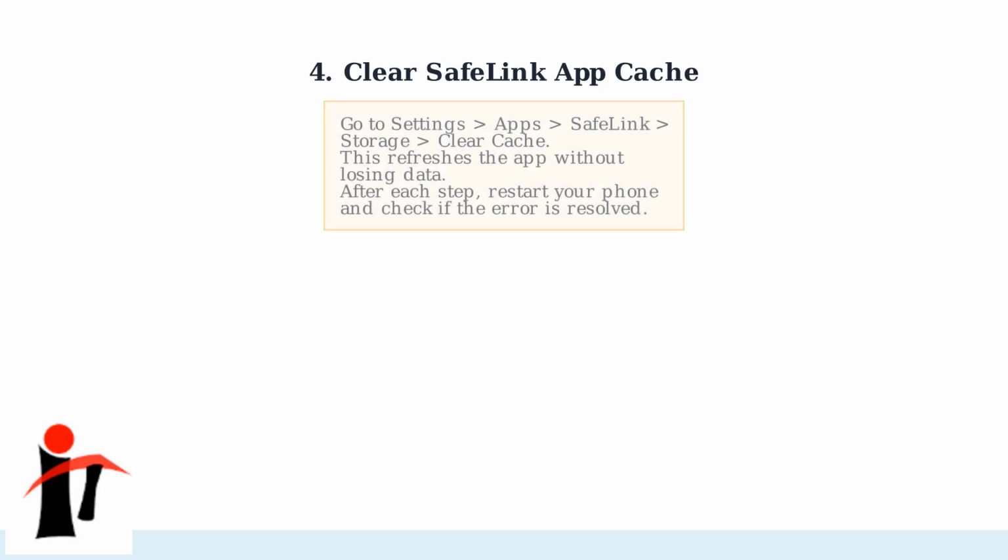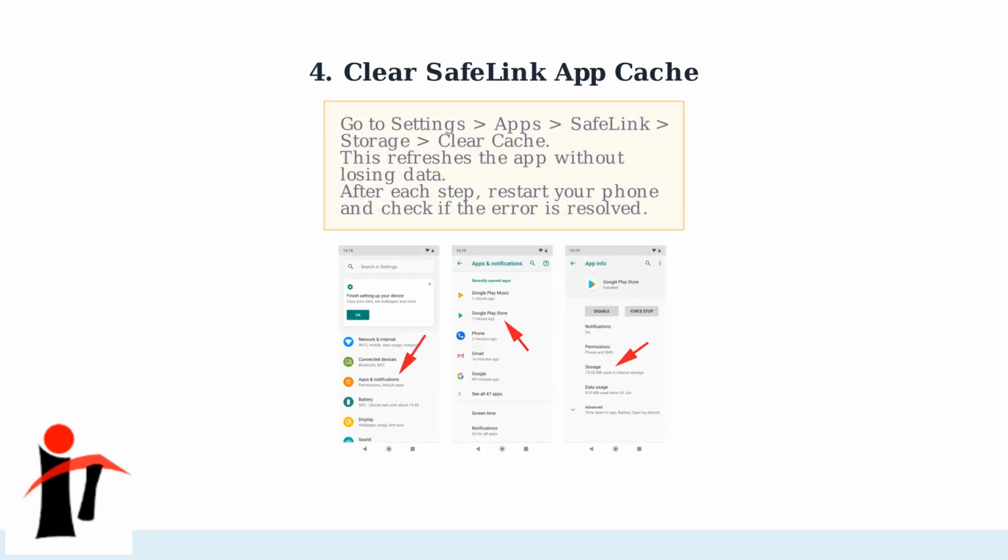Lastly, clear the SafeLink app's cache by going to Settings, Apps, SafeLink, Storage, Clear Cache. This refreshes the app without losing data. After each step, restart your phone and check if the error is resolved. If problems persist, contact SafeLink support.